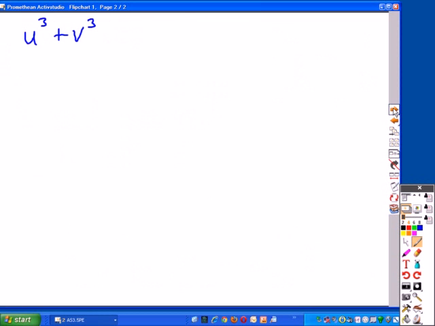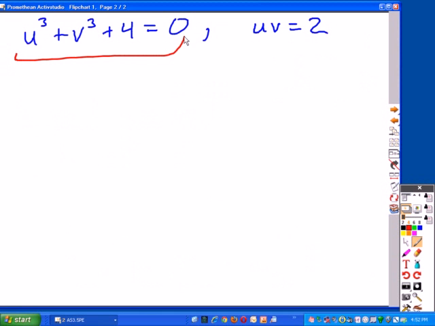And what we have is u cubed plus v cubed plus 4 equals 0, subject to the constraint that u times v is equal to p, which is equal to 2. So we can use that relationship, thinking of this as a system of two equations in two unknowns. So we have one equation right here and another equation right here. We can solve this second equation to write v equals 2 over u.